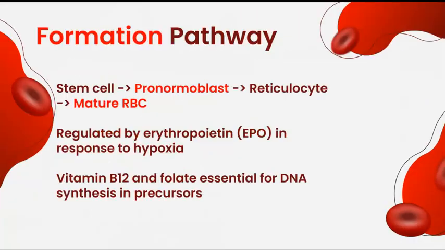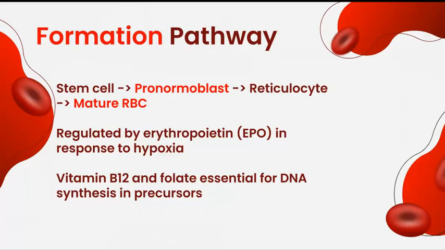Erythropoiesis and the life cycle. Red blood cells originate in the bone marrow from the hematopoietic stem cells under the influence of cytokines and, most importantly, erythropoietin, or EPO. These stem cells commit to the erythroid lineage. This process is stem cells to proerythroblast to reticulocyte to the mature erythrocyte.